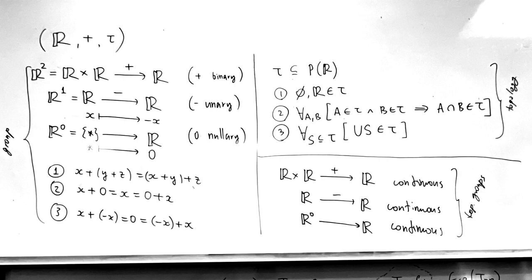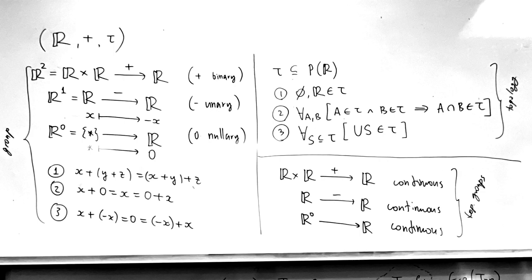We also have the topology here, tau. So let's write what that means. Tau is a subset of the power set of R. And as you probably know, there are 3 axioms. The first one says that the empty set and the entire R is in tau.